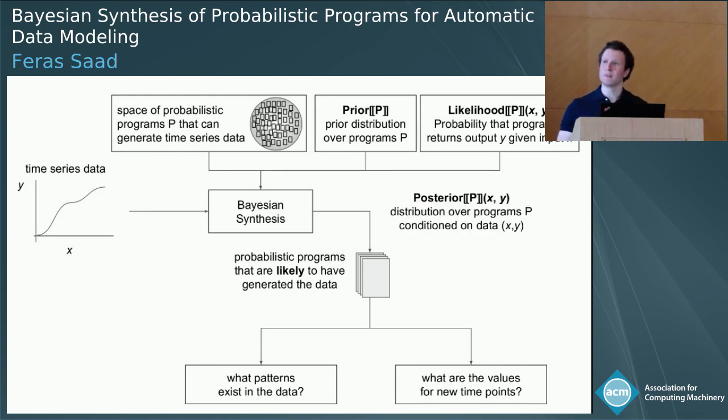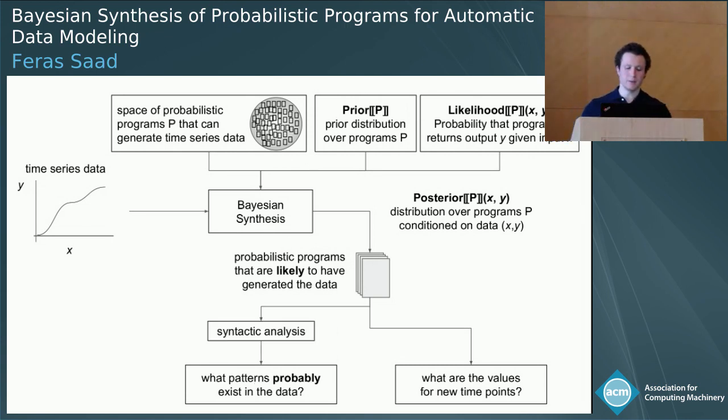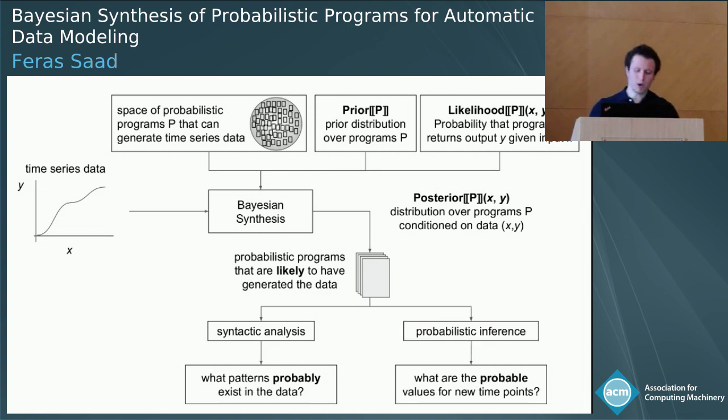Combining these three components, we can use the calculus of Bayesian reasoning to define a posterior distribution over the space of programs, which represent our latest state of beliefs having seen the actual observed data. What this technique delivers is a selection of probabilistic programs that are likely to have generated the data. We design these probabilistic programs in such a way that their surface syntax exposes key structural properties of interest, so we can do syntactic analyses to find what patterns probably exist in the data. In addition, because the programs we're synthesizing are probabilistic programs, we can run them in a probabilistic programming engine and use probabilistic inference to get likely predictions.